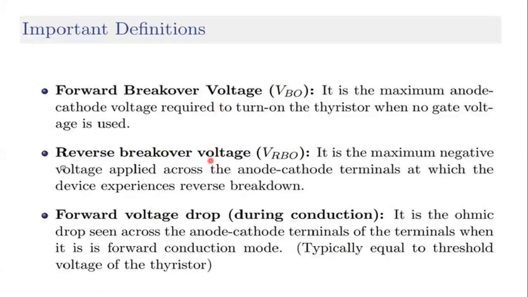The next is reverse breakover voltage, VRBO. It is the maximum negative voltage applied across the anode to cathode terminals at which the device experiences reverse breakdown. That is called reverse breakover voltage. Next, forward voltage drop. During conduction, there is some amount of voltage drop present, which is called forward voltage drop. It is the ohmic drop seen across the anode and cathode terminals in forward conduction mode, typically equal to the threshold voltage of the thyristor. These are the important definitions.